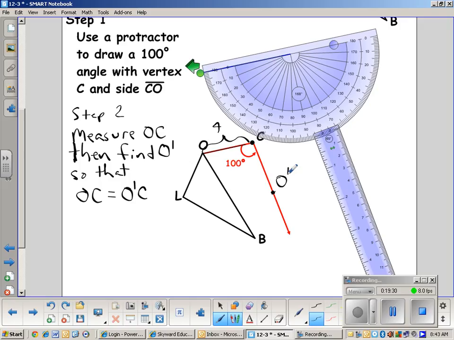Now, everything else we do is a repeat of what we just did. So pick another point, Hunter, that we want to rotate around. L. L. So we're going to move L now.